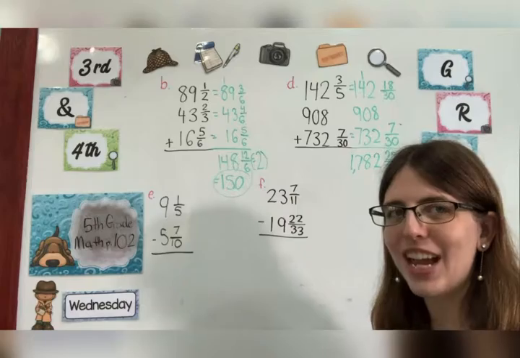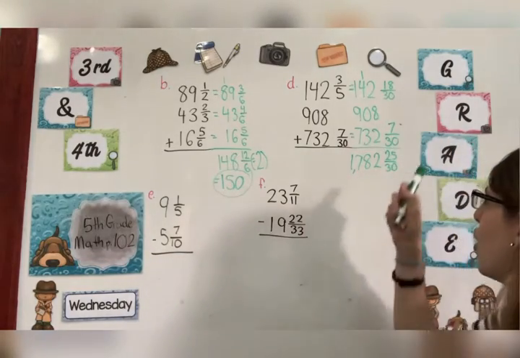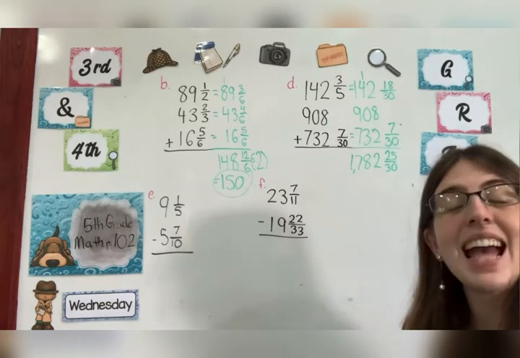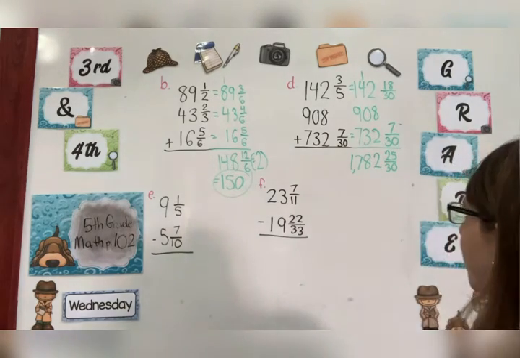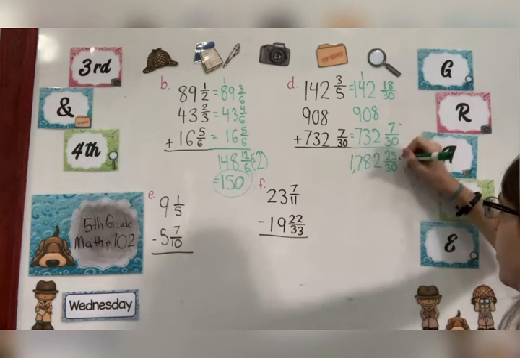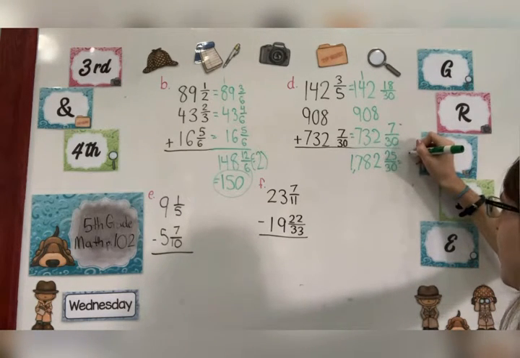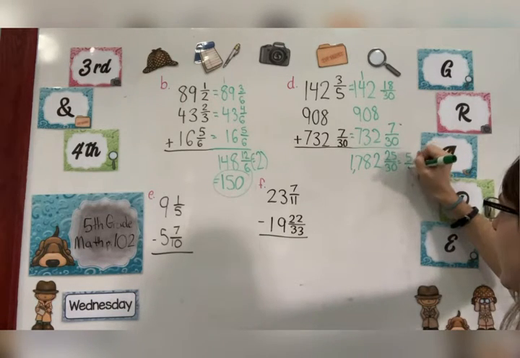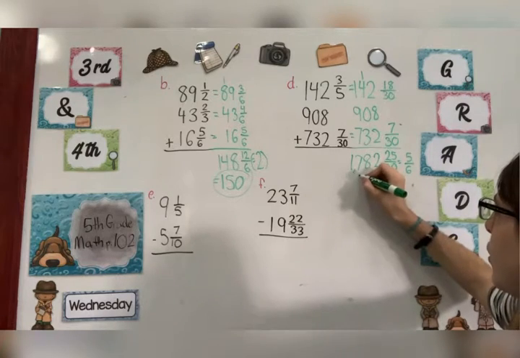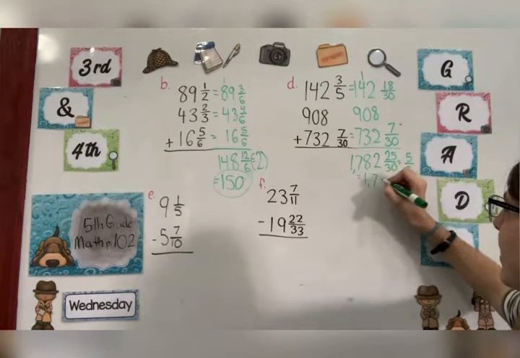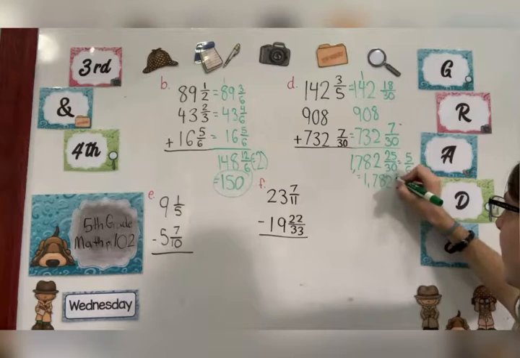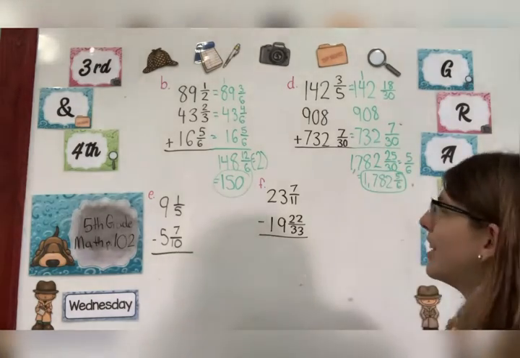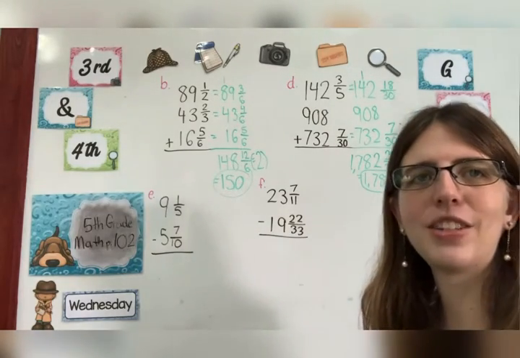But wait, I need to check and see if I can reduce. 25 and 30, do they have any common factors? Yes, they do, 5. So I divide 25 by 5, that gives me 5. I divide 30 by 5, and that gives me 6. So my new fraction is 5/6, and that makes my final answer 1,782 and 5/6. All right, let's do our subtraction problem.